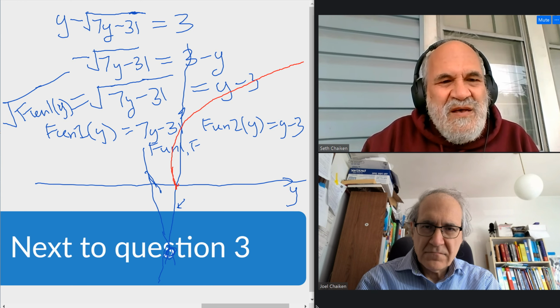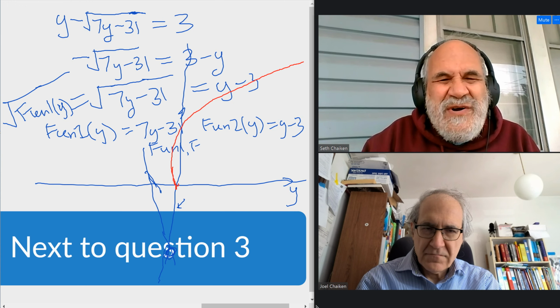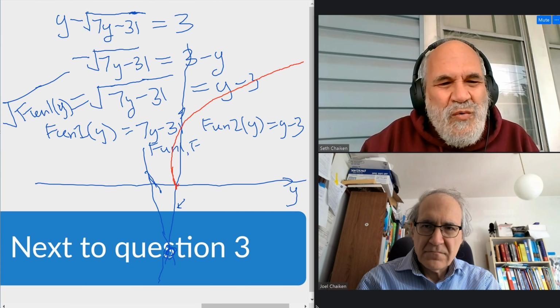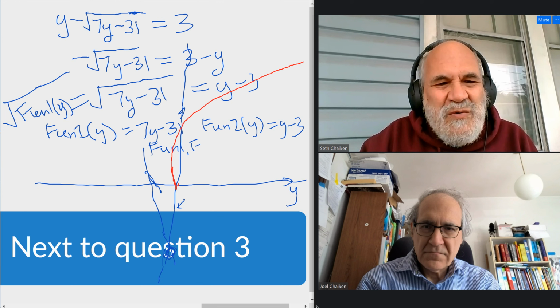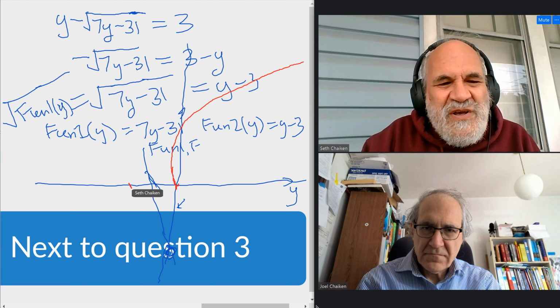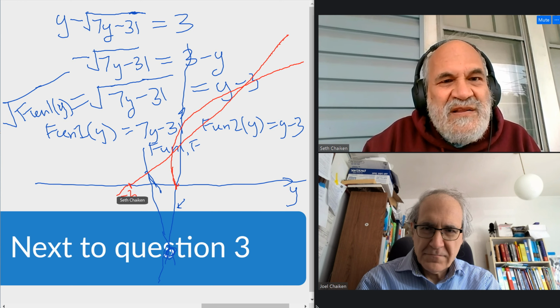Now, let us plot y minus 3. When y is 0, the function is minus 3, and the slope is 1. And what we therefore get is a straight line.